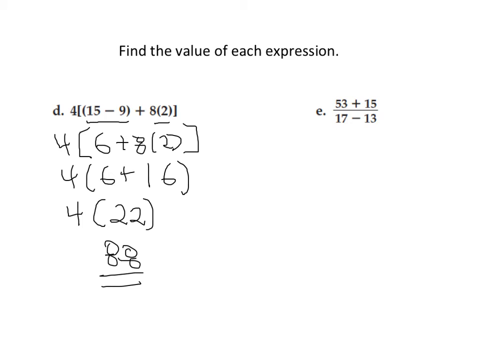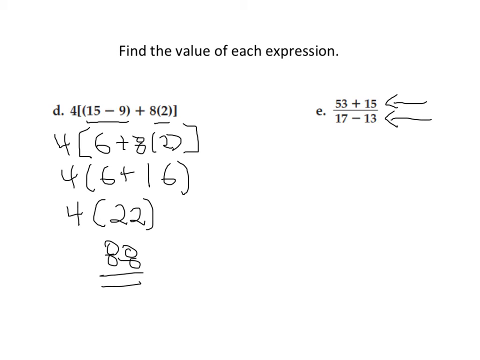Our final problem, E, is a division bar. And a division bar is just like a grouping symbol. It says that we should find out what's on top and on bottom. We should do the operations on top and bottom before we use the fraction bar, the division bar, to do division. So let's do the top first.